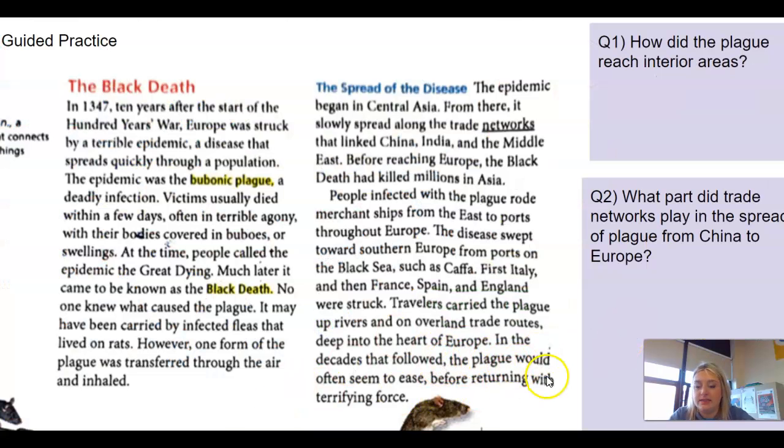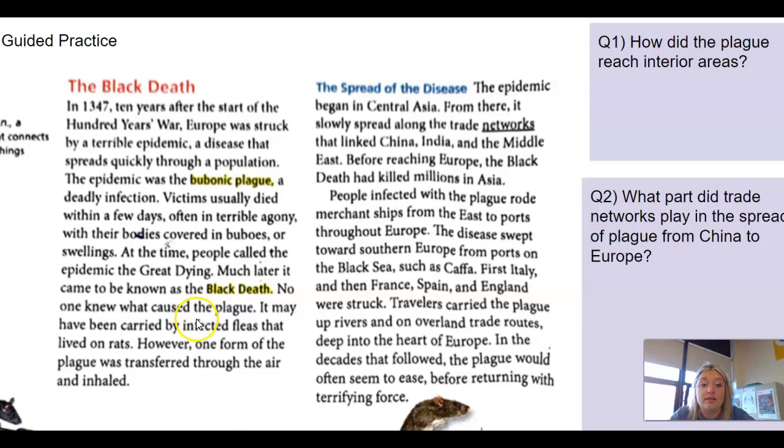All right, guided practice. In 1347, 10 years after the start of the Hundred Years' War, Europe was struck by a terrible epidemic, a disease that spreads quickly through a population. The epidemic was the bubonic plague, a deadly infection. Victims usually died within a few days, often in terrible agony, with their bodies covered in buboes or swellings. At the time, people called the epidemic the Great Dying. Much later, it came to be known as the Black Death.